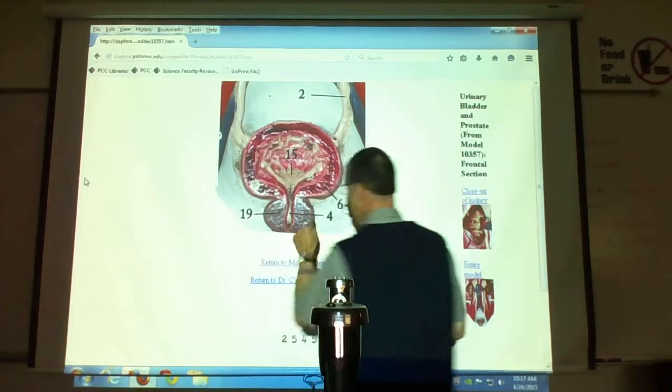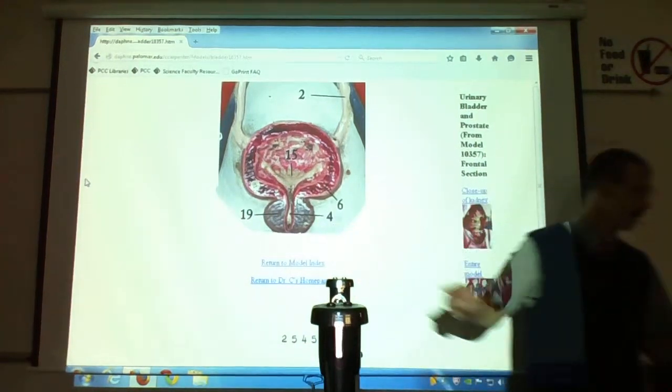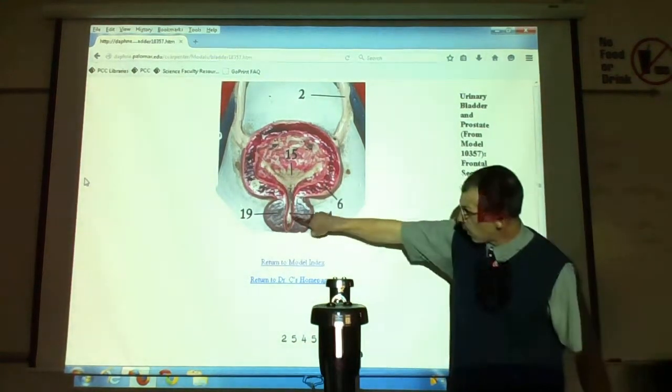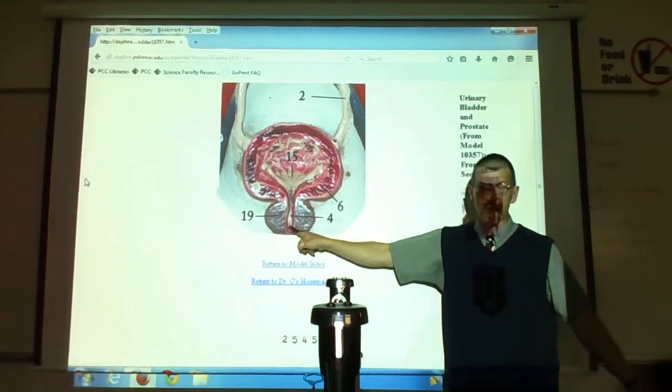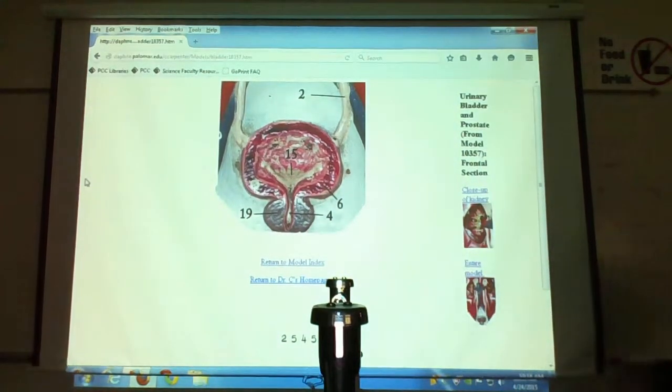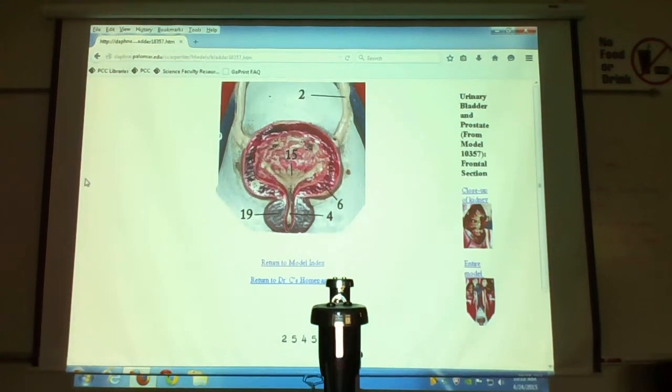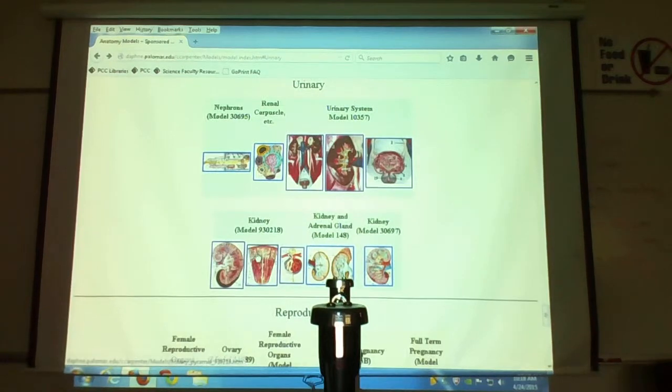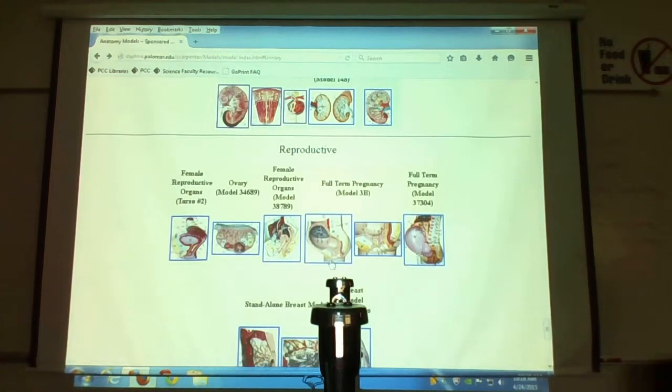But once you leave the bladder, life changes. So this is a male because he has a prostate gland. So the urethra here is called the prostatic urethra because it's near your prostate gland. Do women have prostates? Please say no. Okay, so therefore you don't have a prostatic urethra. So let's do girl parts.